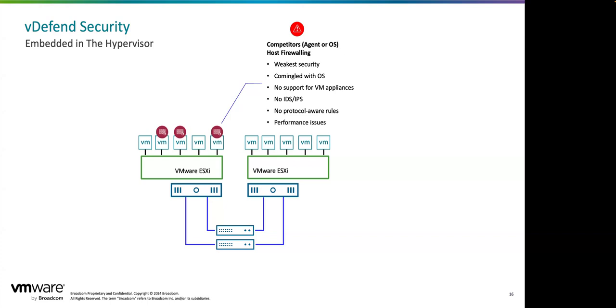So there's no support for VM appliances with the Agent OS model. There's no IDS/IPS built into it. There's no protocol-aware rules, and there's oftentimes performance issues. So the agent or OS, although it might achieve a certain security posture, the architecture does not lend itself to being extremely scalable and does not lend itself to being easily managed. And at the same time, it can create problems with the operating system in which it's installed.